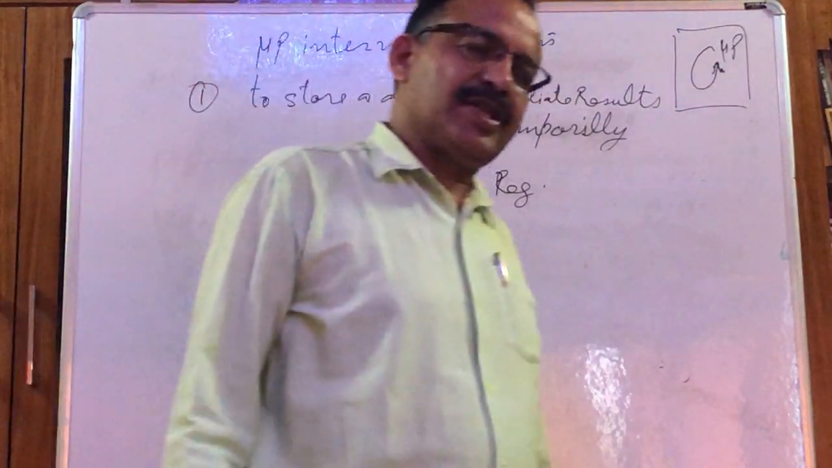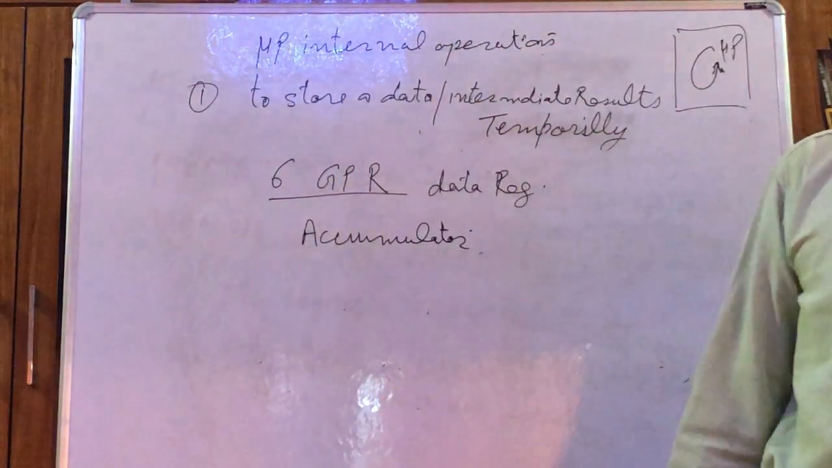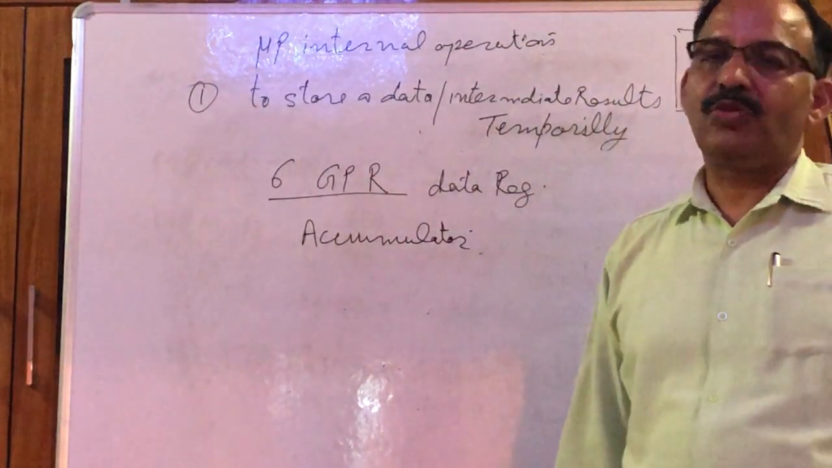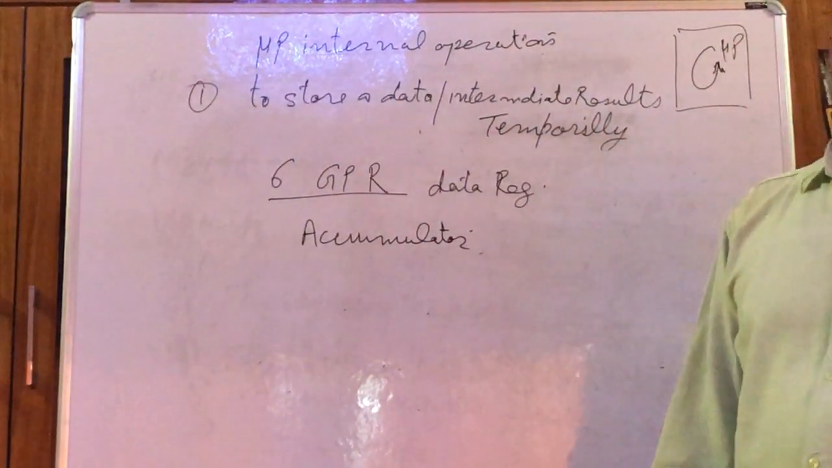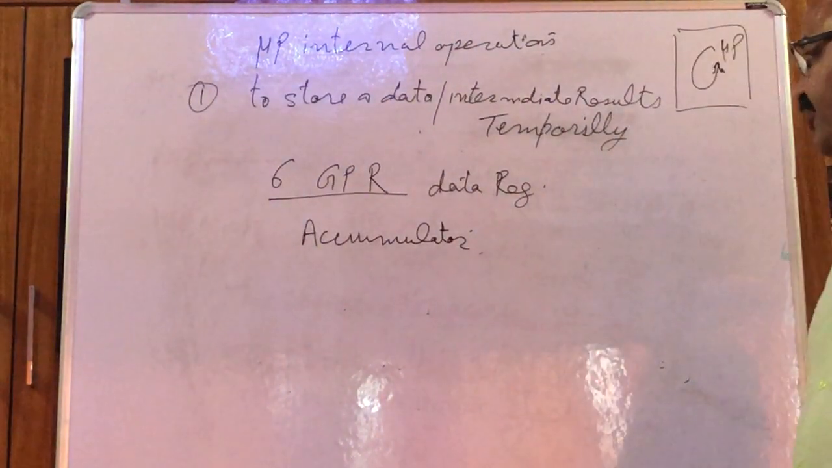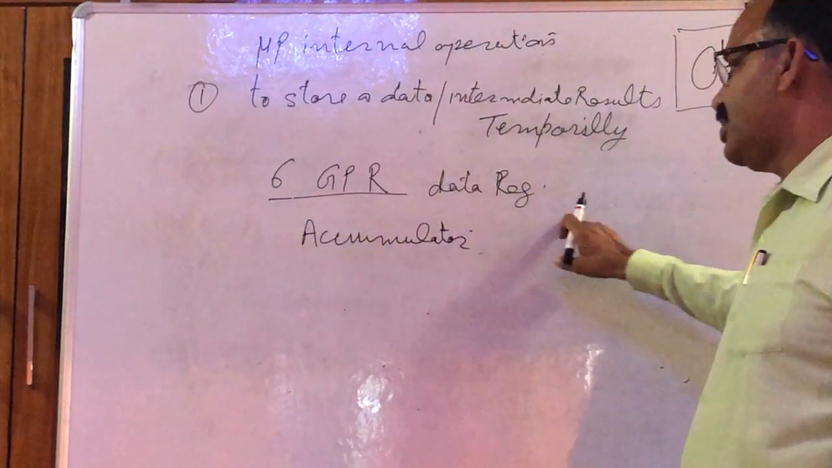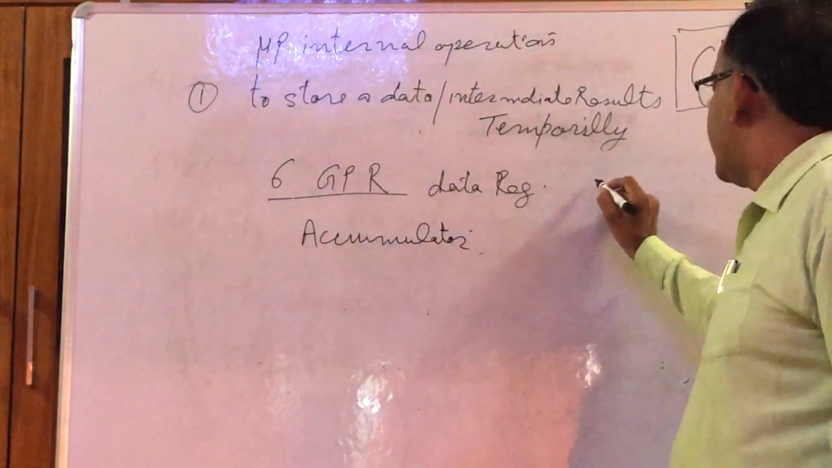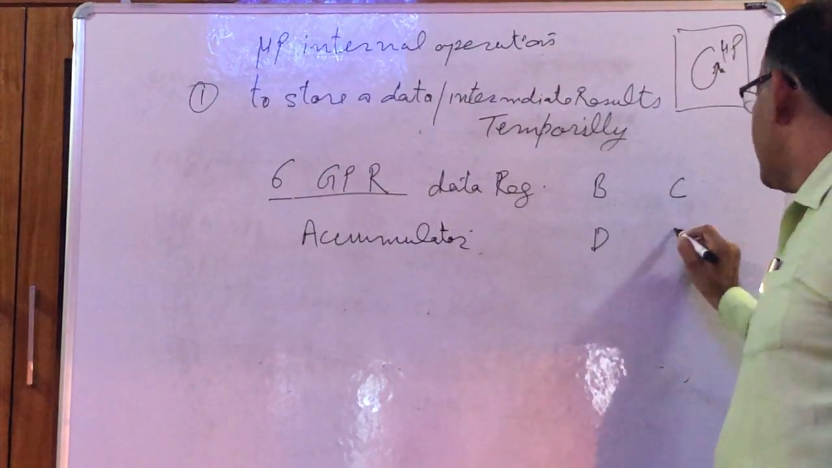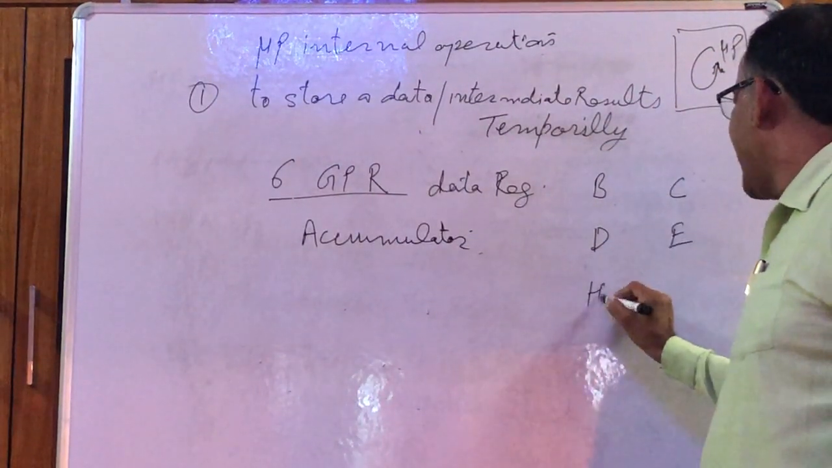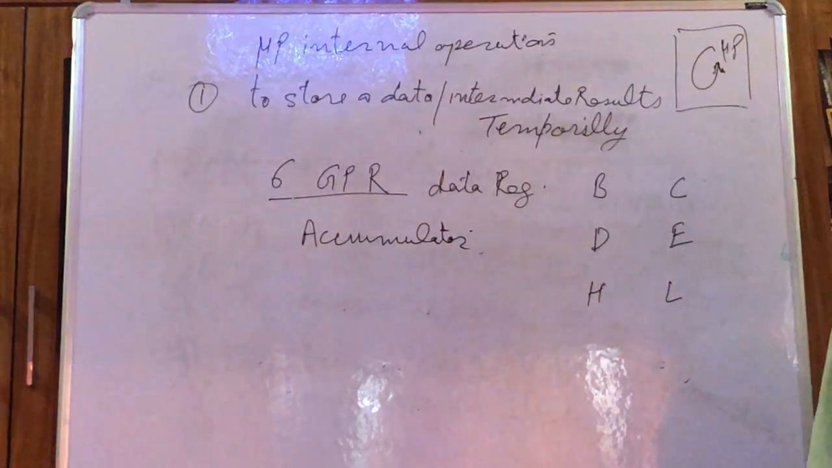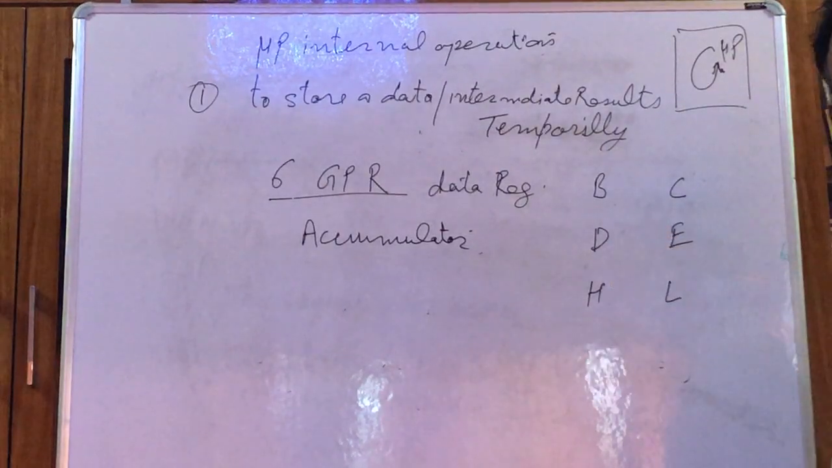Six general purpose data registers. General purpose means the registers which can be used by the programmer for general purpose data operations. So here in 8085, there are 6 general purpose data registers. They are register B, register C, register D, register E, register H, register L. All these 6 general purpose data registers are of 8 bit.